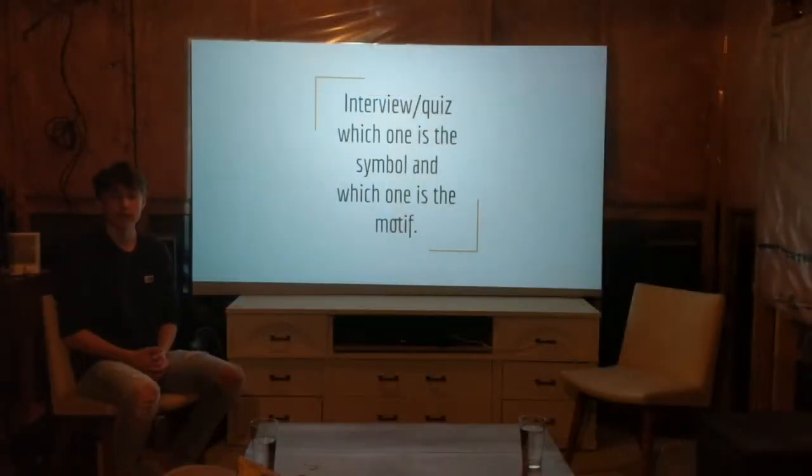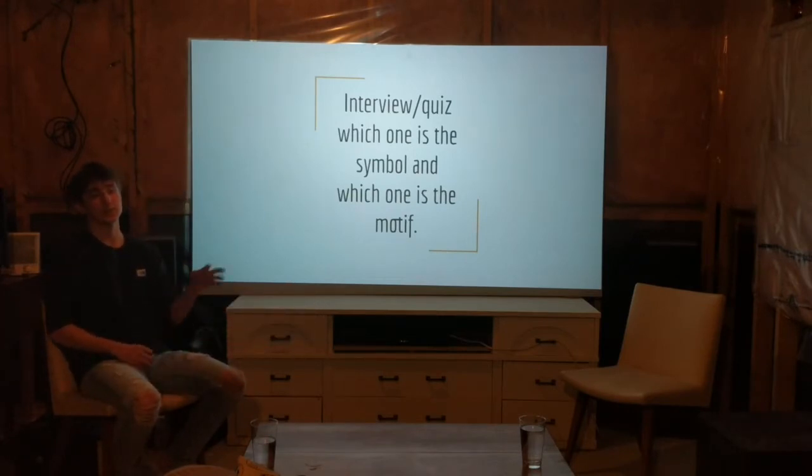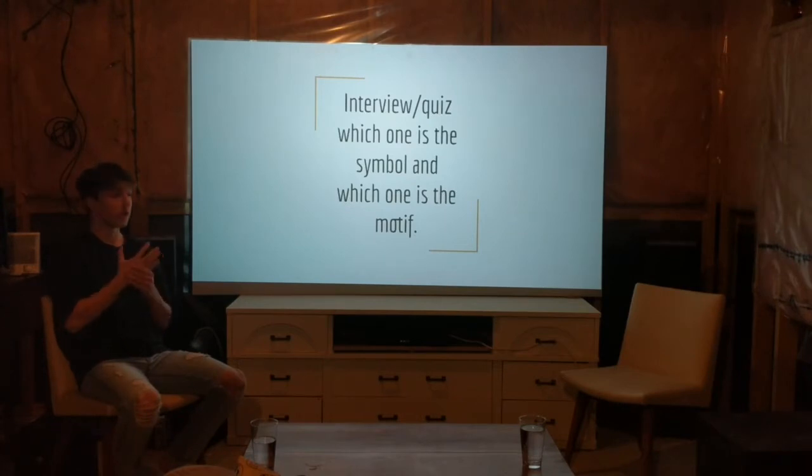So now, for our next segment, the quiz. And you may wonder, where's my colleague been at? He got sick. It's fine. He's gonna be alright. But back to the quiz. The quiz is gonna be questions about symbols and motifs. There's gonna be two images, and you have to guess correctly which one is which.